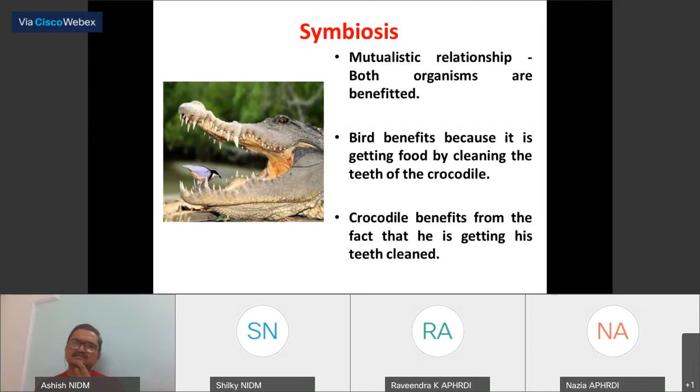This is a beautiful example of symbiosis. This crocodile and this bird are getting benefits from each other. The bird benefits because it gets food by cleaning the teeth of the crocodile.